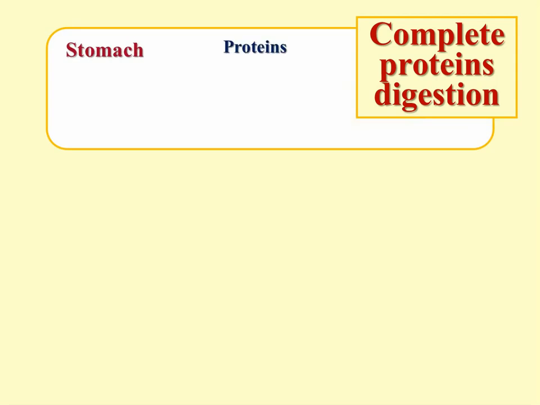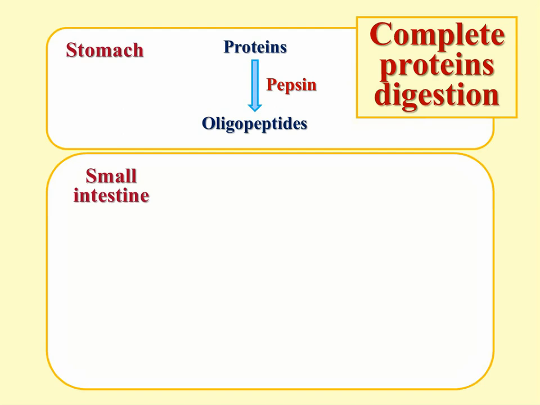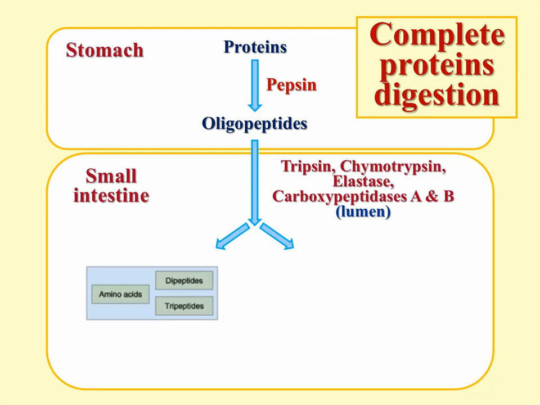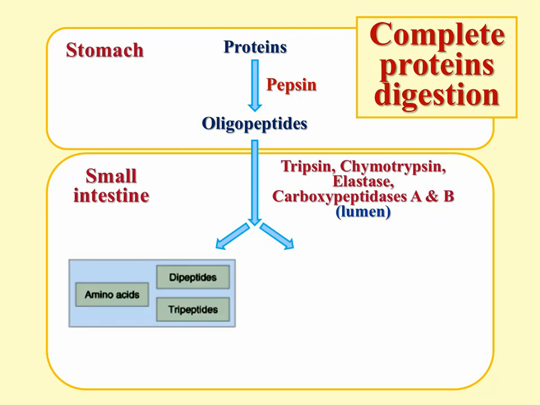Complete protein digestion begins in the stomach. Proteins in the stomach are first denatured by hydrochloric acid, and then pepsin converts them into peptides. Sometimes larger peptides, sometimes smaller, but generally peptides. Then these peptides in the chyme are supplied into the small intestine, where trypsin, chymotrypsin, elastase, and carboxypeptidases operate in the lumen of the small intestine and convert peptides into amino acids, mostly due to carboxypeptidases, and into dipeptides and tripeptides due to the action of the other enzymes.